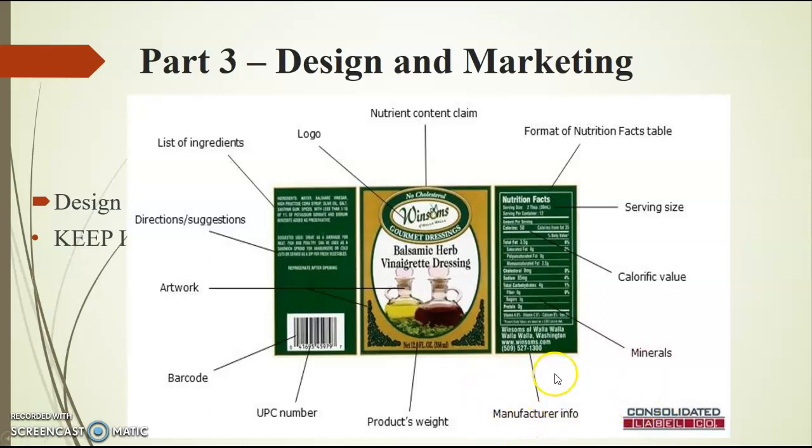Manufacturer's information. So what is your company name? Where is your company based? How can people call you to give you feedback about your particular product? So you can make up all of those details. Over here, we've got the nutritional information, which tells you about serving size, about how much fat and protein and sugar and all of that stuff is in your product.